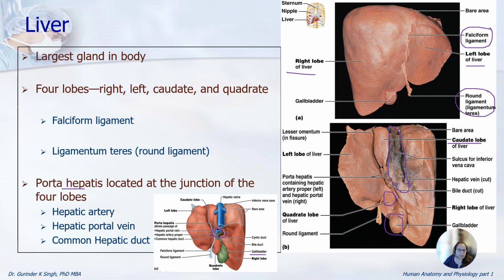Okay. In the porta hepatis, you have the hepatic portal vein, which brings nutrient-rich blood from the intestines to the liver. Then we have the proper hepatic artery, and then we also have the lymphatic vessel and the common hepatic duct present. And these are the hepatic veins, and this is where the sulcus is present for the vena cava. So they come out. These are the important things you can see at the surface of the liver. Okay, so this is the macro anatomy of the liver.